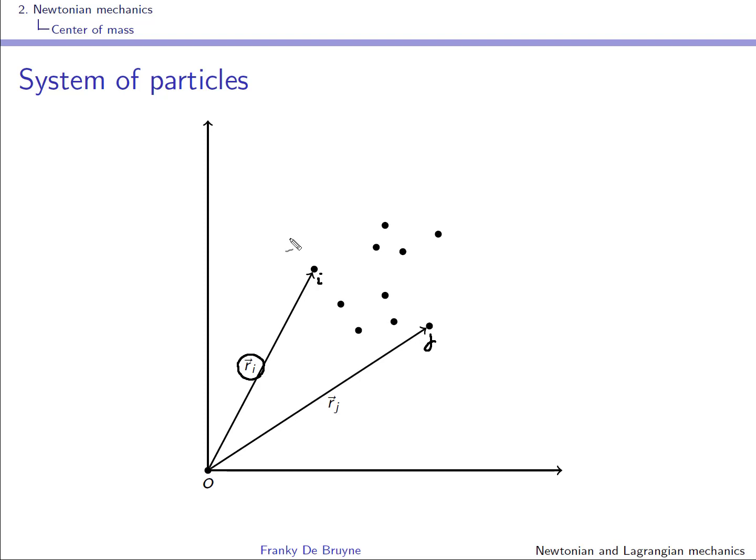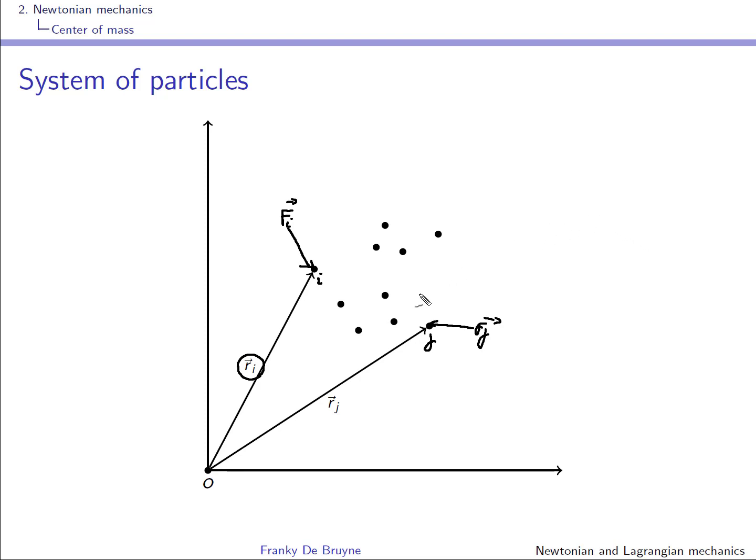There are external forces, okay, and we'll say that the sum of all external forces acting on particle i will be denoted Fi. And similarly, there will be external forces acting on particle j. Okay, we'll call these Fj. But also there are forces that are internal to the system.